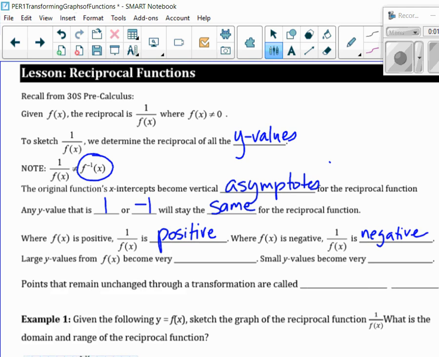Where f of x is negative, 1 over f of x is negative. Large values from f of x, when you reciprocate them, if you think about 1,000,000 and you reciprocate it, you get 1 over 1,000,000, which becomes very small. Small y values, again, if you think of 1 over 1,000,000,000, if I reciprocate that, it would become 1,000,000,000. So they would become very large. So that's the concept that you're thinking about when you're transforming these points. Points that remain unchanged through a transformation, of course, are called invariant points.